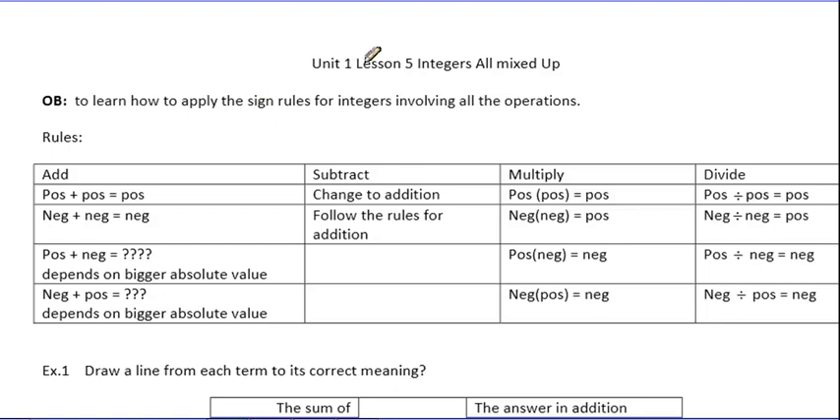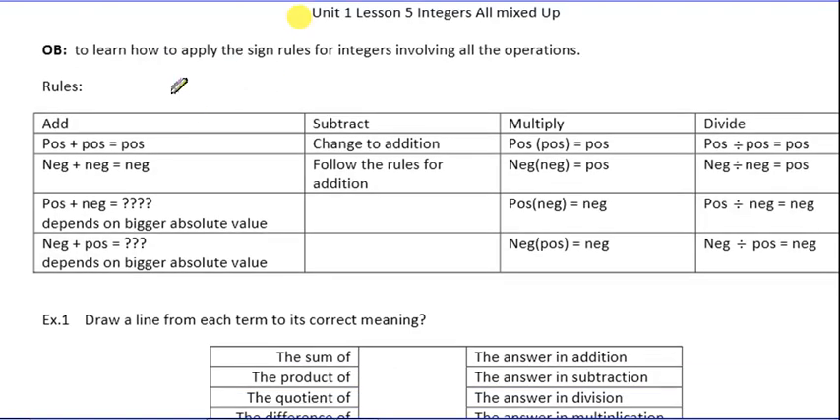Okay, so Unit 1, Lesson 5 deals with all these rules that you saw over the last couple nights mixed up together on one page, just so we could kind of sort them out a little bit. All right, so our objective for today is we want to be able to apply the sign rules for the correct integer operation, whether it's addition or subtraction or multiplication or division and so on.